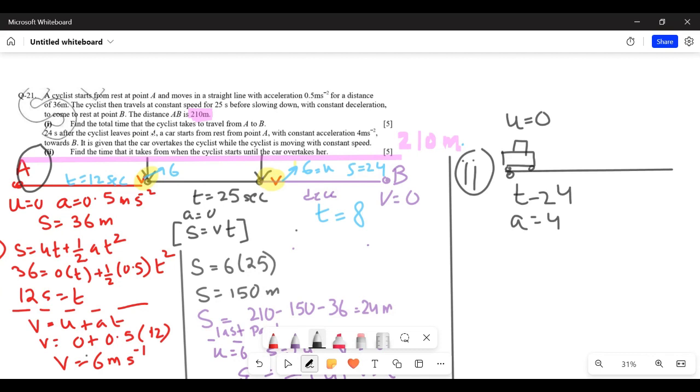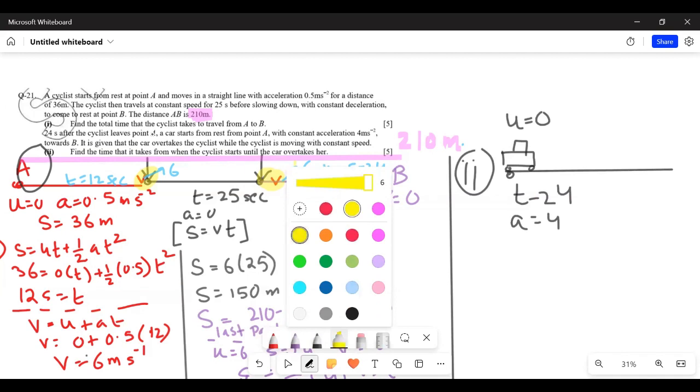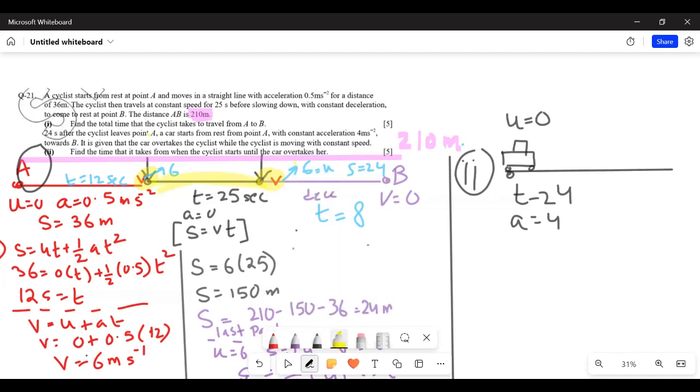It is given that the car overtakes the cyclist while the cyclist is moving with a constant speed. So when the cyclist is moving with a constant speed, the car finally overtakes it. Even though the car started to move 24 seconds later, since the car is moving with a constant acceleration, its speed is increasing. So eventually it catches up with the cyclist and overtakes it. And you're told that that happens in the yellow region when the speed of the cyclist is constant.